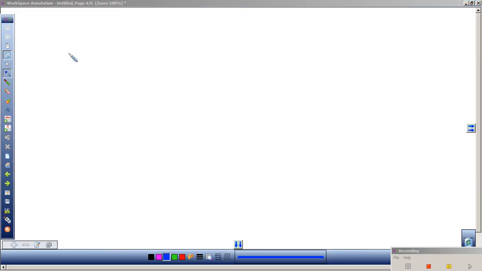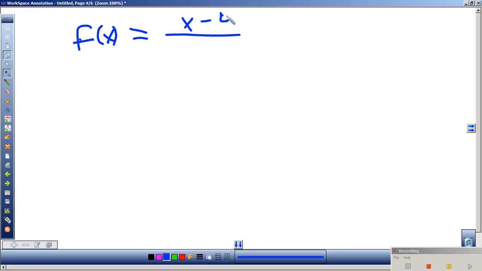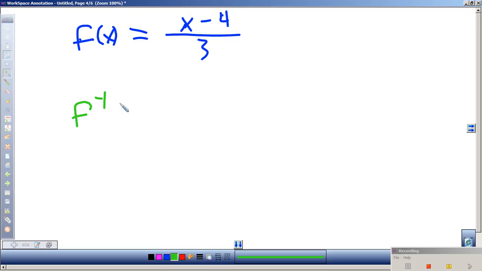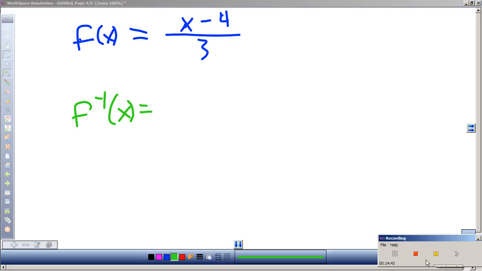So, I want you to do this one, see if you can do it. Say f of x equals x minus 4 over 3. Find the inverse. So what did you get?